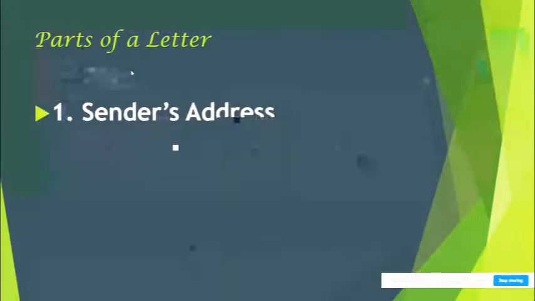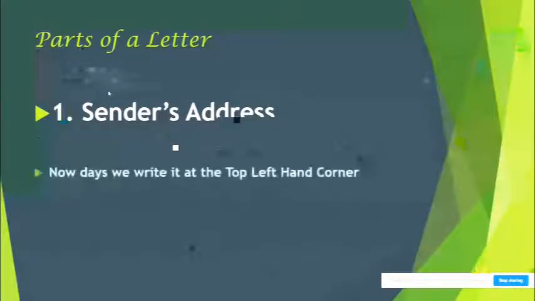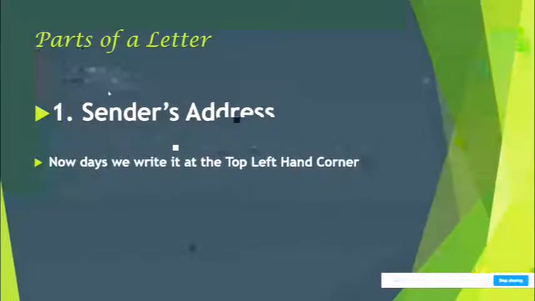Earlier, this address used to be written at the top right hand corner, but with time the format has also changed, so we will keep one thing in mind: while we write a letter, we write the sender's address on the top left hand corner. And one more thing that is different from earlier days is that commas, full stops or any other signs are generally omitted.